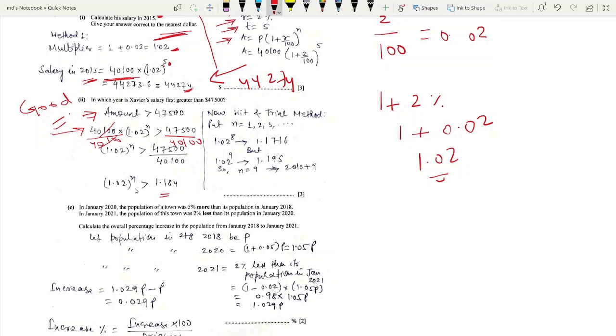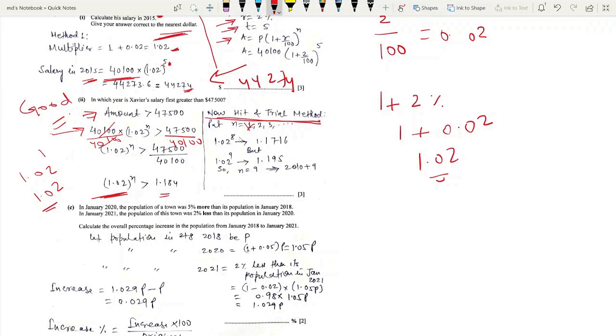Now how to get which n you should take here so that this calculation is just greater than 1.184? For that you have to use the hit and trial method. What is the meaning of hit and trial method? Just put values of 1, 2, 3, 4 and check on which value you are getting a result greater than 1.184. So I will put n equals 1. Then 1.02 to the power 1 is 1.02, and of course 1.02 is not greater than 1.184, so n equals 1 you cannot take, right? Similarly, if you put n equals 2, you can use calculator, 1.02 to the power 2 will also not be greater than 1.184. I found n equals 1, 2, 3, 4, 5, 6, 7 are not greater than 1.184.